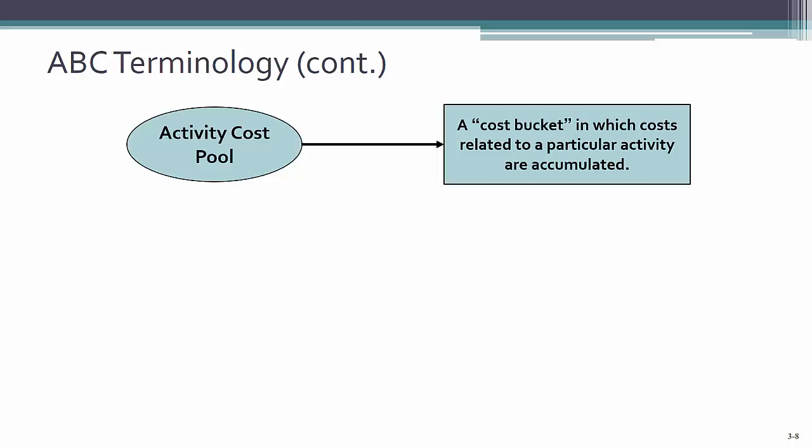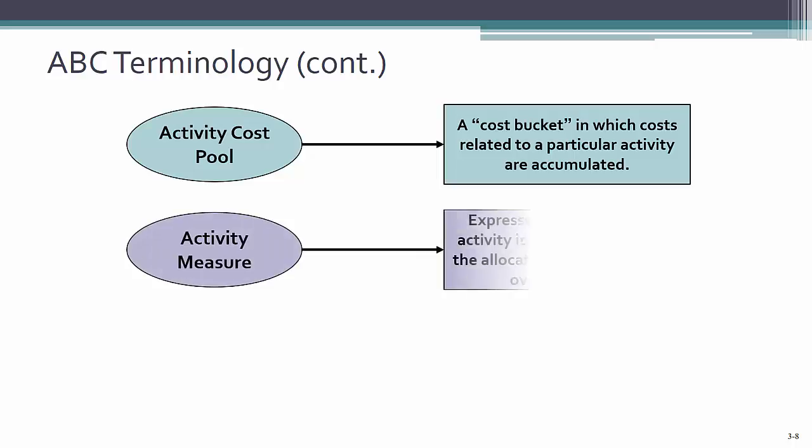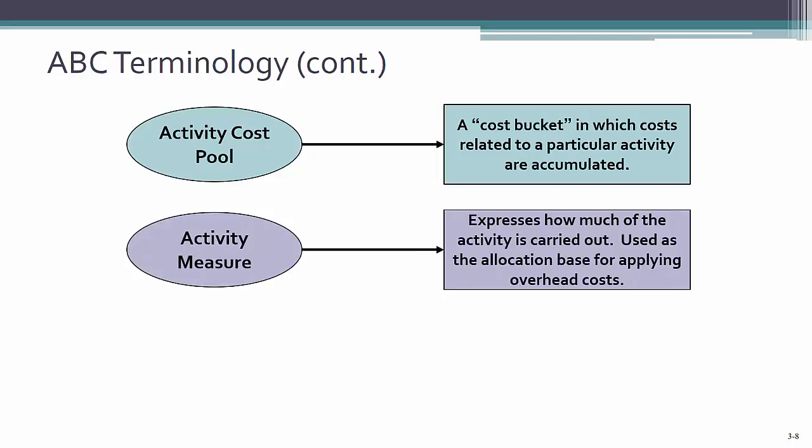An activity cost pool can be thought of as a cost bucket in which costs related to a particular activity are accumulated. These costs could be related to a company's purchasing or billing functions, admitting in the hospital, or setting up machines. An activity measure expresses how much of the activity is carried out. It is used as the allocation base for applying overhead costs to products and services. Examples of activity measures are the number of purchase orders issued, number of customers billed, number of patients admitted, and number of times a machine is set up to run a batch of a product.